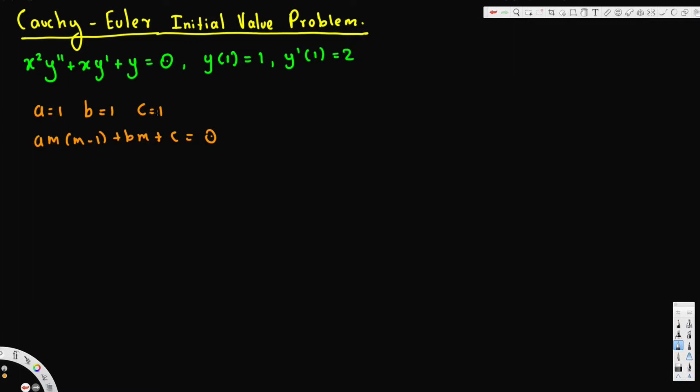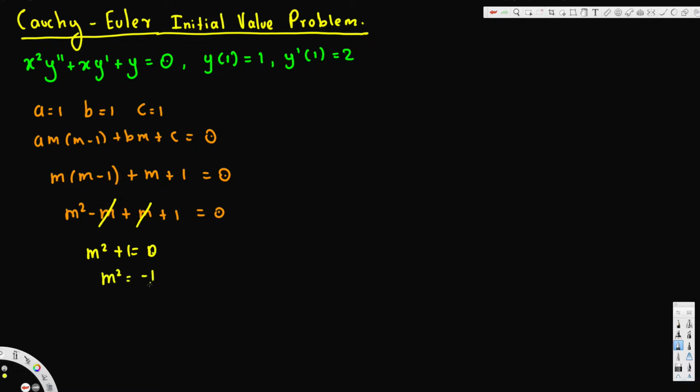Let's plug in the a, b, c values. A is 1, so this is just m times m minus 1, and b is also 1, so this is just m right here, and c is 1, so this is just 1 right here. Now m times m minus 1 is m square minus m, plus m plus 1, equal to 0. Here you can see the plus m and minus m cancel each other, so we get m square plus 1 equal to 0, so m square is going to be equal to minus 1.